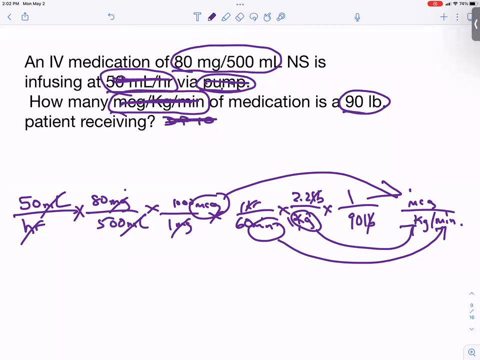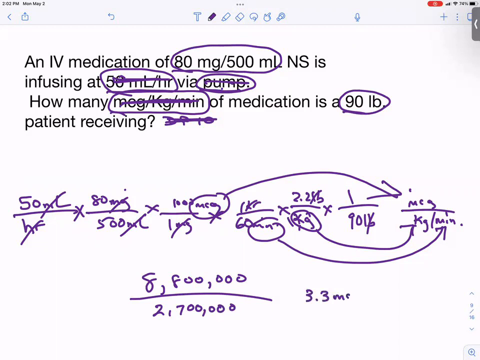So when I do this math, it's also another crazy number, but it's something like 8,800,000. And the bottom is 2,700,000. When I divide into each other, it'll give me 3.3 micrograms per kilogram per minute. And that's what you're going to write on your answer line.